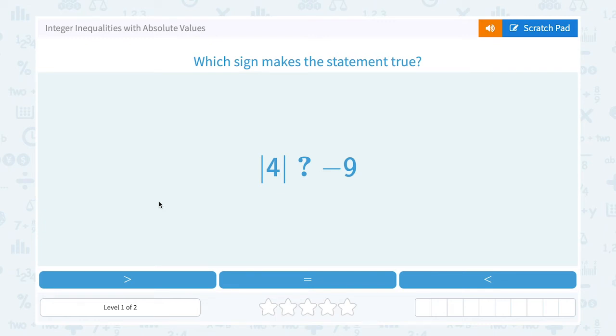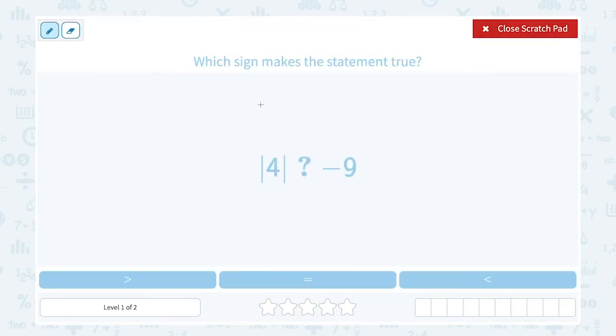Let's take a look at integer inequalities with absolute values. Which side makes the statement true? And we're comparing the absolute value of 4 to negative 9. So a few things to keep in mind here.